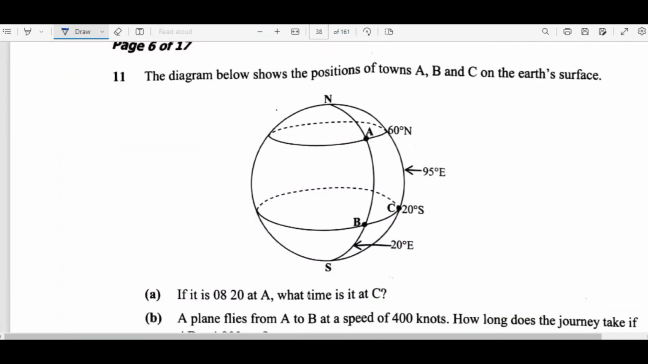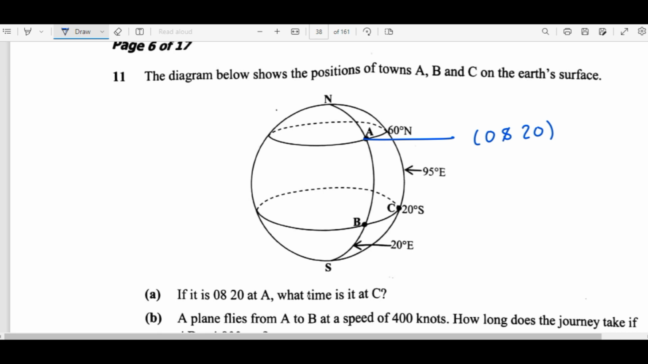Okay, we move on to question 11. The diagram below shows the positions of towns A, B, and C on the Earth's surface. If it is 0820 at A, what time is it at C? So at A, meaning the longitude in line with point A has the time of 0820. Then our task is to find the time at C.